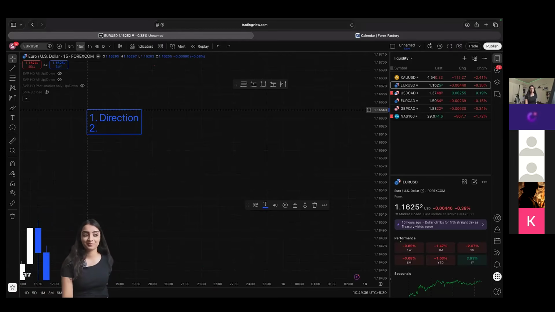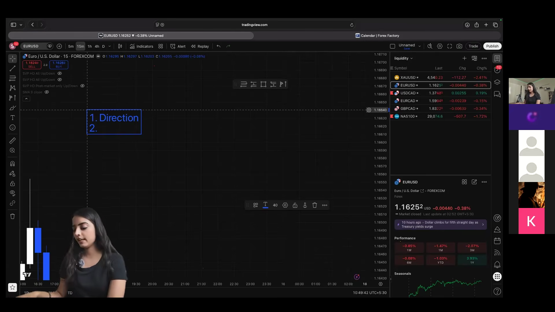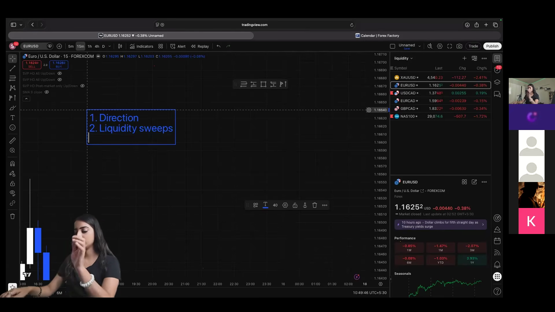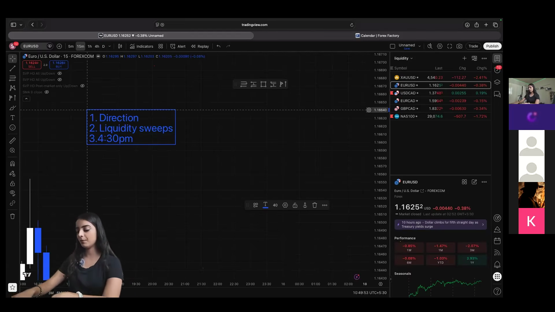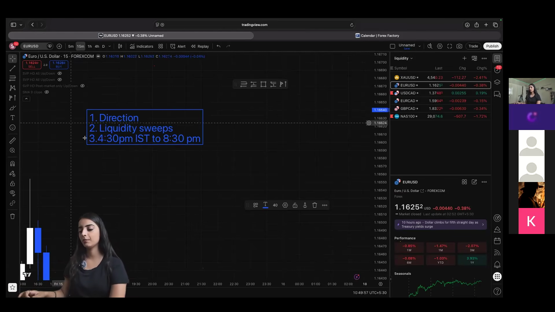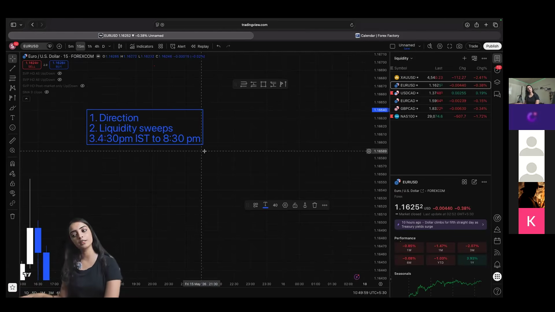Okay, so where was I? Directions. After directions, we are going to be seeing liquidity sweeps. We have our timings, the trading window. When can we take a trade? We can start looking for a trade from 4:30 p.m. Indian Standard Time to 8:30 p.m. Indian Standard Time. Don't look for trades after this.